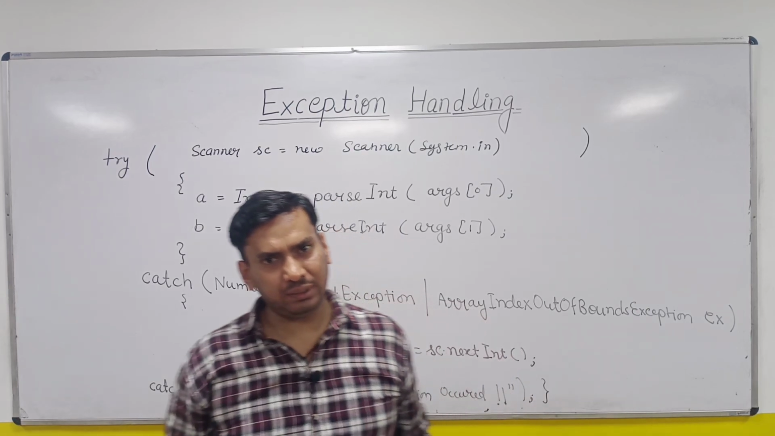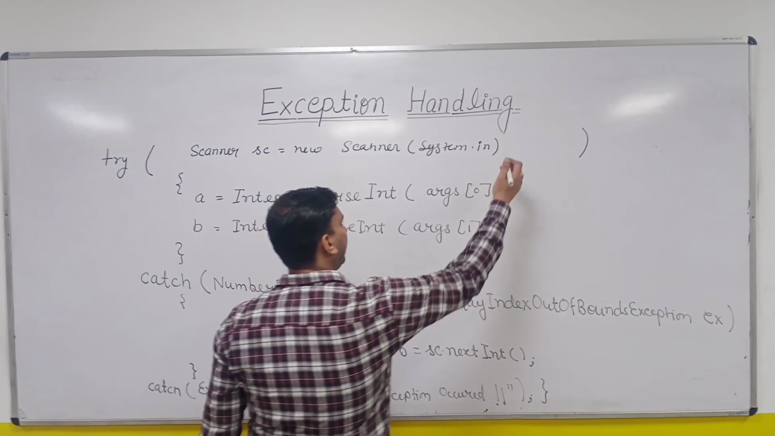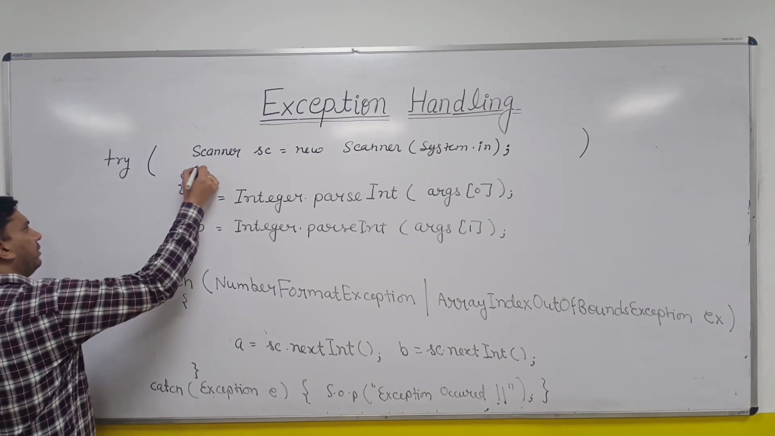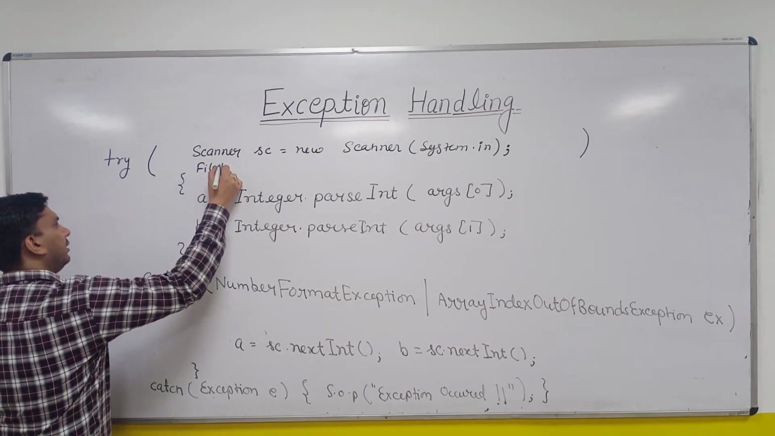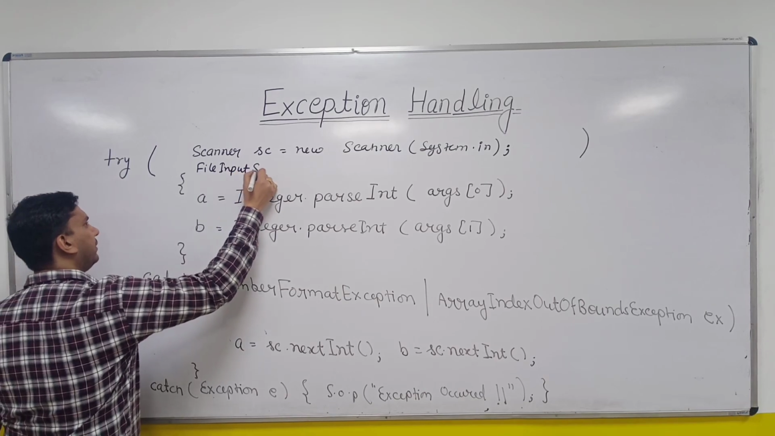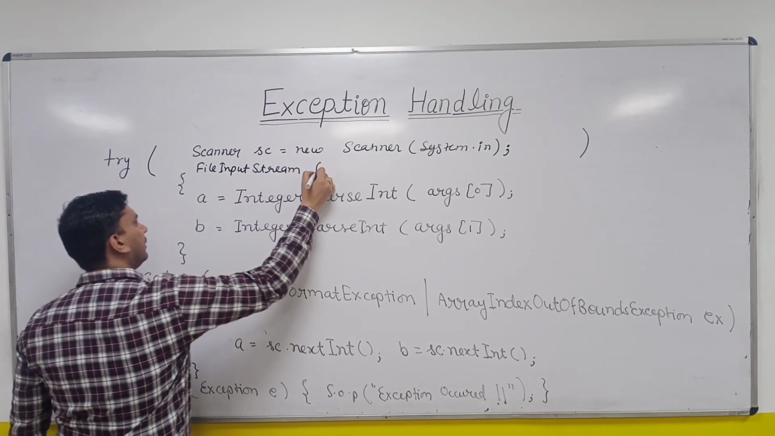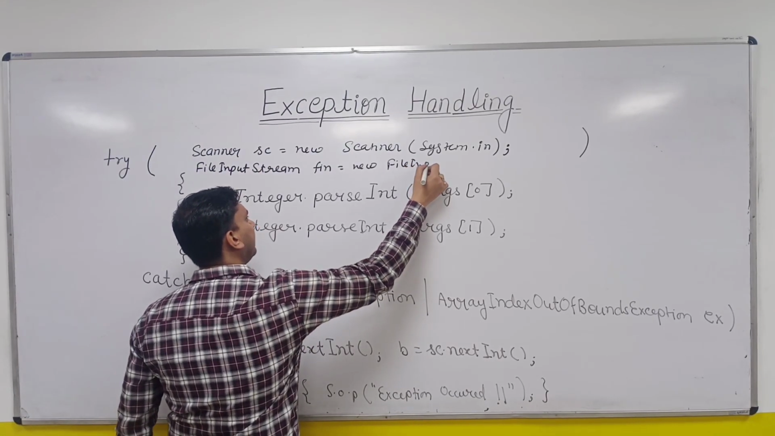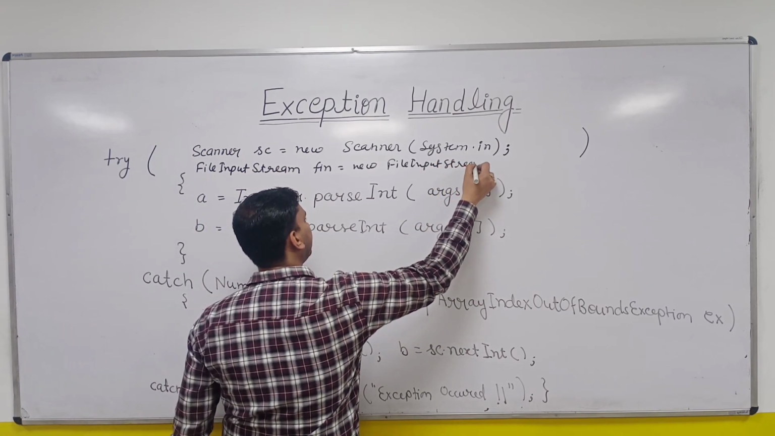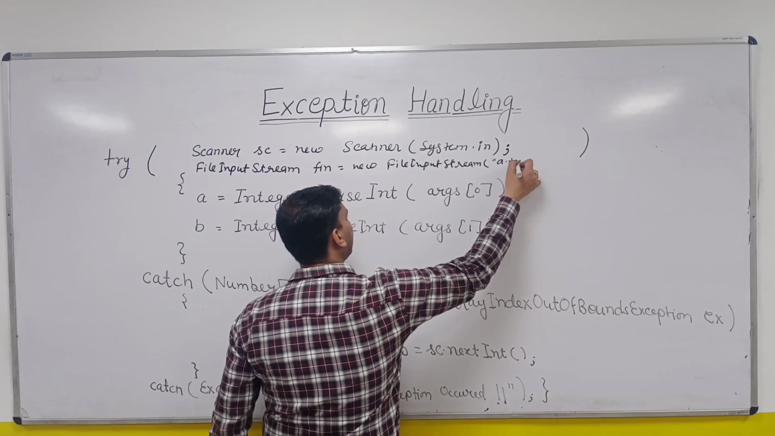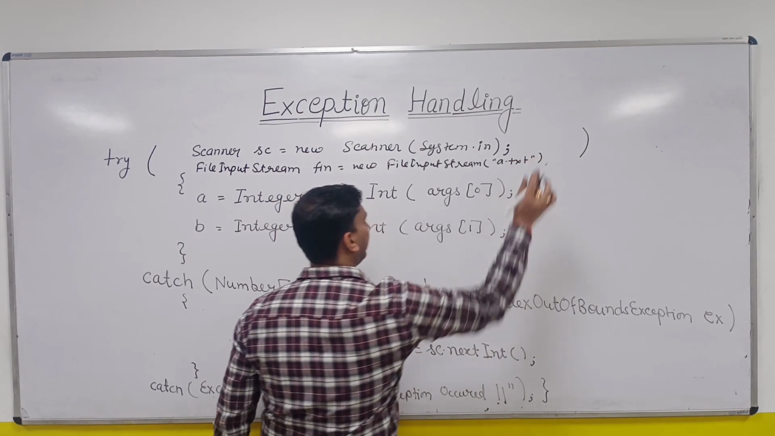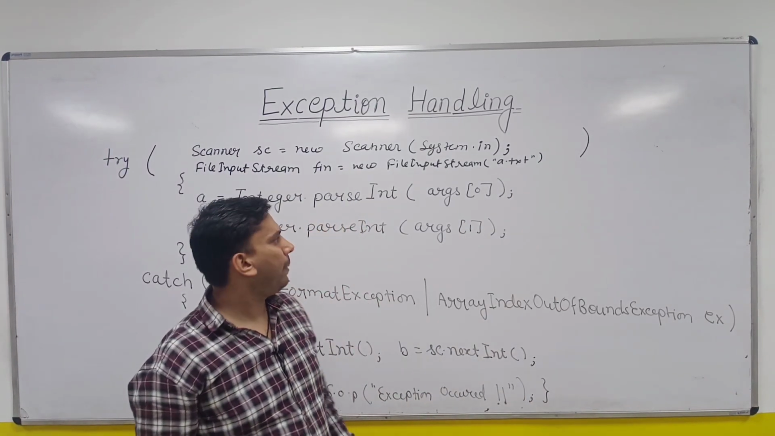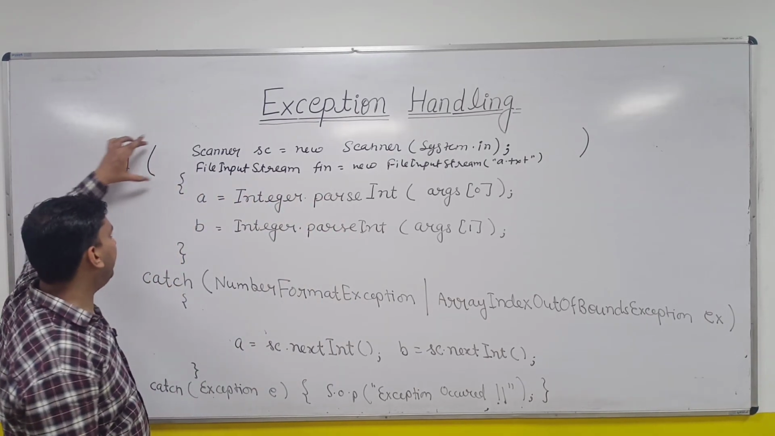Can we create multiple resources? The answer is yes. If you want to create one more, then you terminate the first with a semicolon and create another resource. Let's say I want to create a FileInputStream. So I am writing FileInputStream fin is equal to new FileInputStream, something like this. But here I will not put the semicolon. So the last statement will not have the semicolon. So this is how you are going to use the try with resource statement.